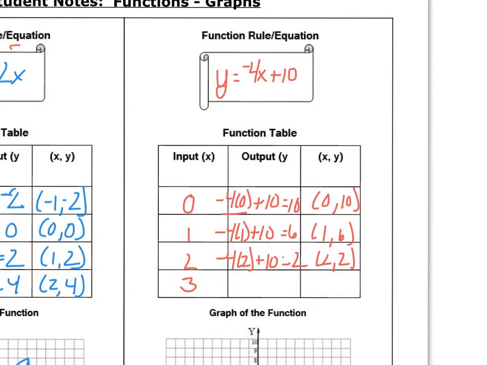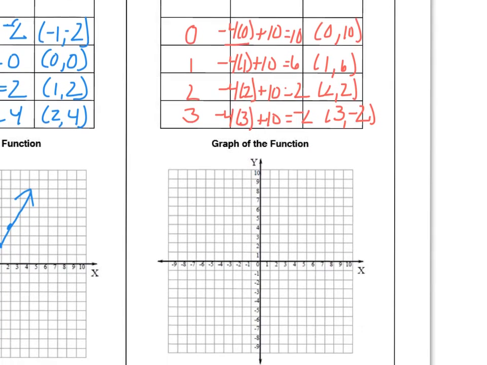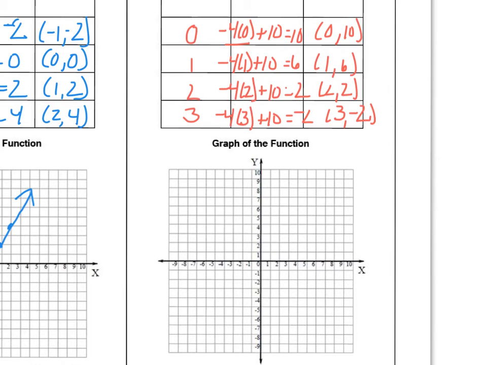And finally, I replace x with a 3, so I have negative 4 times 3. Negative 4 times 3 is a negative 12. Negative 12 plus a positive 10 is a negative 2, so the ordered pair is 3, negative 2. I'm going to slide this up now so that I can graph those 4 ordered pairs. And the first one is 0, 10, which is here. Then I have 1, 6. I have 2, 2. And I have 3, negative 2, which is there.